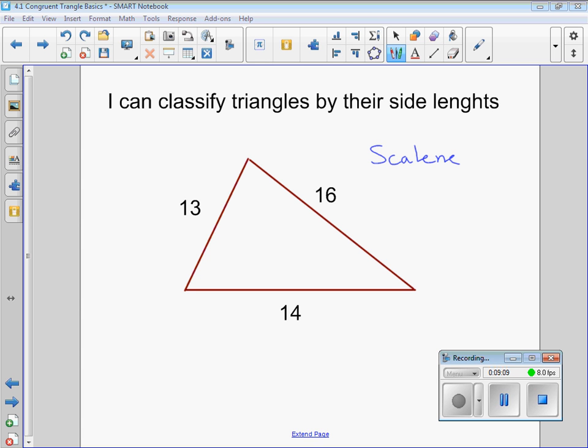In this particular instance, right now, with the knowledge that I have, I don't know anything about the angles, so I can't look at the classification names that we have for triangles when we know something about the angles.